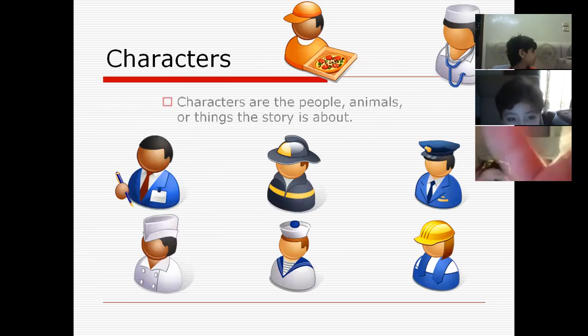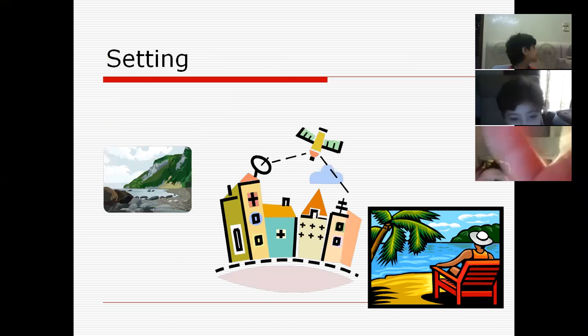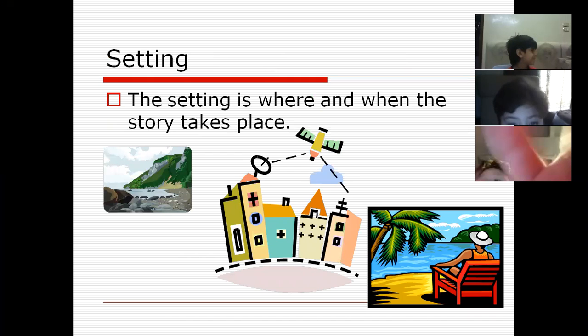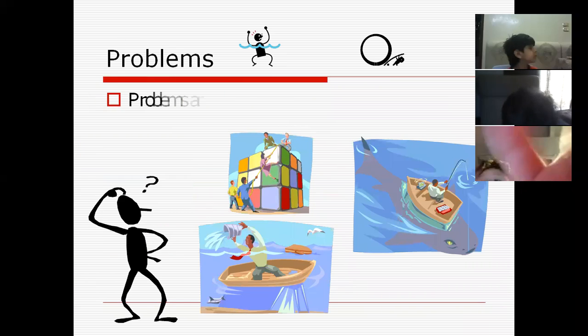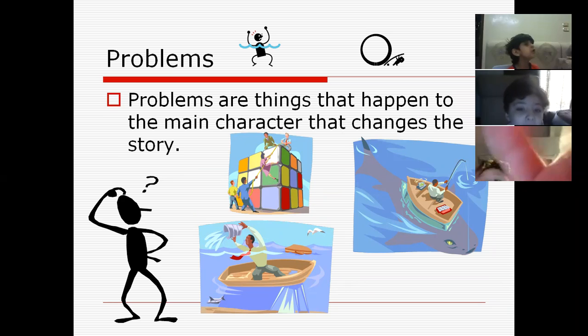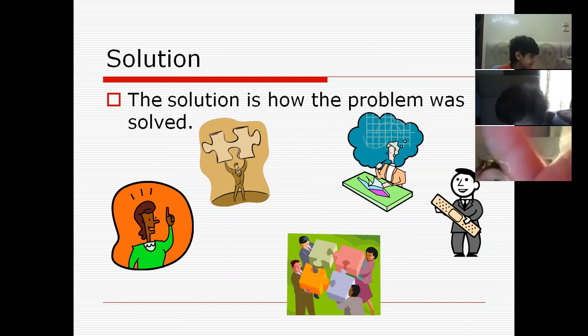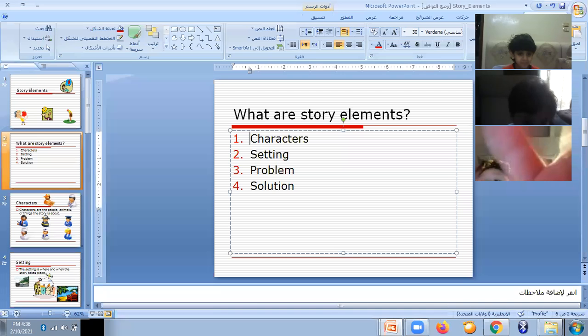So the characters are people and animals in the story. The setting is the place and the time. Where did the story take place? What about the problem? The problem is the things that happen to the main character that change the story. Okay? The solution is, how did they solve this problem? What did they do to solve this problem?